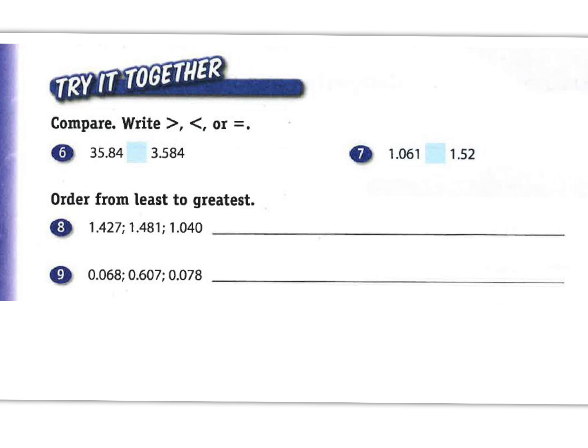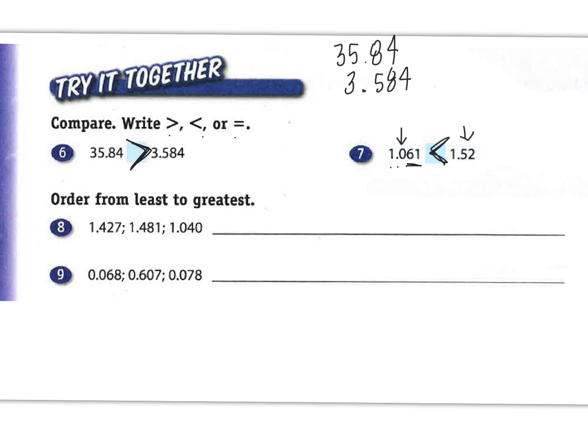Here it says compare, right? Greater than, less than, or equal to. So again, if you have a place value chart, you can write these out. I'm going to write them up here. So we have 35 and 84 hundredths, and then I'm going to line it up. 3 and 584 thousandths. Well, we can easily see right away that this has tens, and this doesn't have tens. So this one, 35 and 84 hundredths, is greater than. Here we have 1 and 61 hundredths, but this has no tenths, and this has 5 tenths. So we know that 1 and 52 hundredths is bigger.